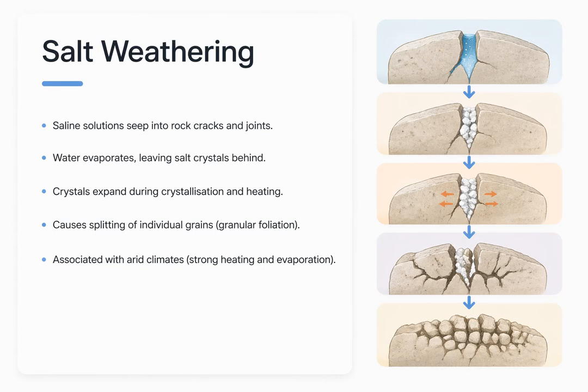A process very similar to frost wedging happens in hot, dry deserts, known as salt weathering. Here, saline water seeps into rock cracks. When the intense desert heat evaporates the water, salt crystals are left behind. As these crystals grow, and as they expand when heated, they exert pressure inside the rock pores. This forces the individual grains apart, causing the rock surface to crumble. It is a dominant weathering force in arid climates.